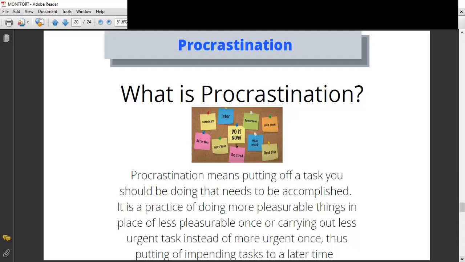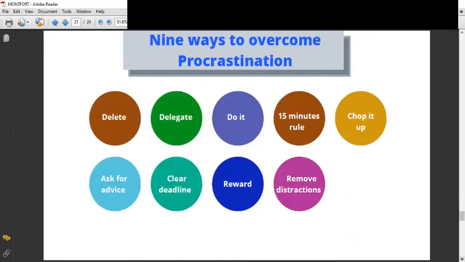And I will go to roam around, I will go to enjoy, or maybe I will go to watch TV, I will go to watch a movie. Then this is called procrastination. When we put off our task, I know that it is important and urgent, I put off that task and I concentrate on some other things. So there are 9 ways to overcome this procrastination.